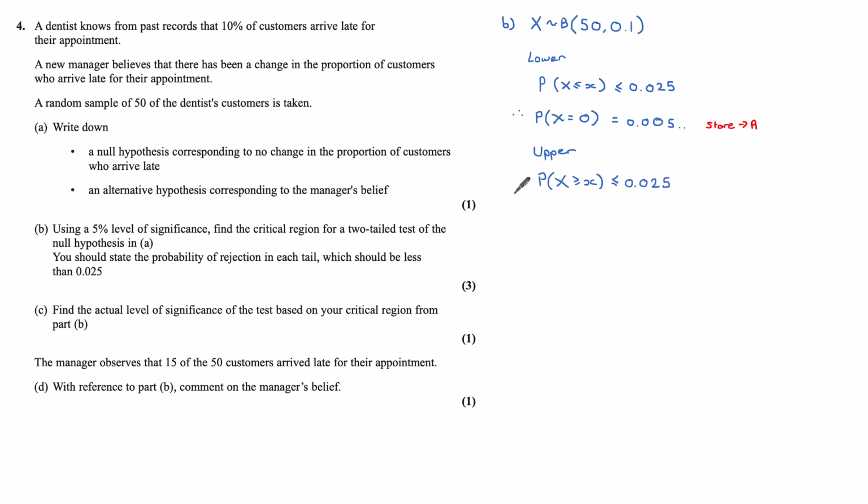To consider the upper limit, so the number of customers which, if exceeded, mean that this 10% is too low, we want the probability that any number of customers greater than this critical value be less than or equal to 0.025. Now on our calculators, remember, for binomial distribution we cannot calculate greater than, so we need to rearrange this. When we look for something greater than or equal to x, that is the same as 1 minus the probability of it being less than x minus 1.